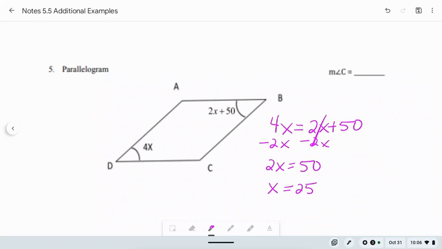But the question is asking for angle C. So I know that consecutive angles in a parallelogram are supplementary. So I'm going to find the measure of angle D by doing 4 times 25, which is 100. And I know this angle has to be supplementary to it. So therefore, angle C would have to be 80 degrees.